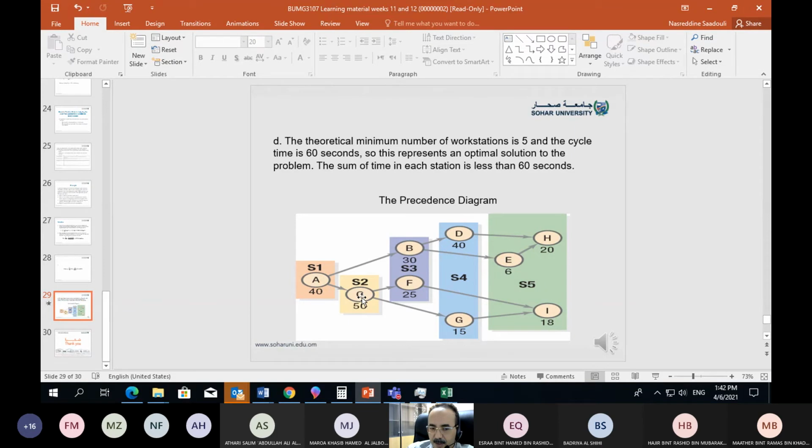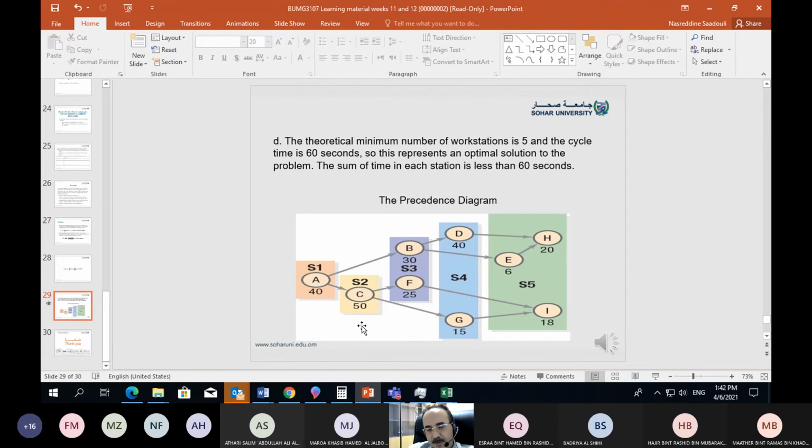You see, I can take either B or C. If I take B, it will be problematic because with B, I can add only E. However, I cannot add F until I am sure that C has been completed. And that's why we assign C to the second workstation, not B.